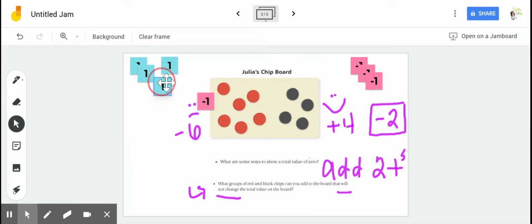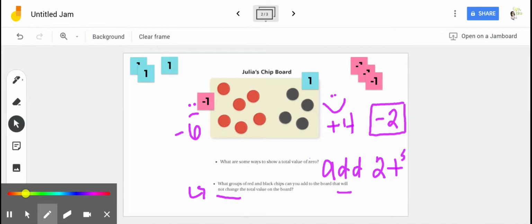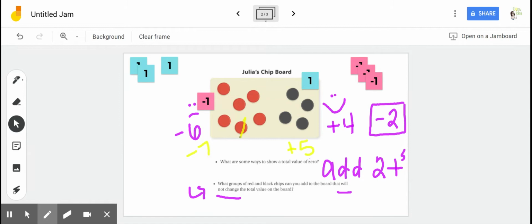And then what if I added a positive over here? Okay, so again, now I have -7, and I have a +5. Well, if we think about that, that's 1, 2, 3, 4, 5. And what am I left with? 1 and another, and I have -2.